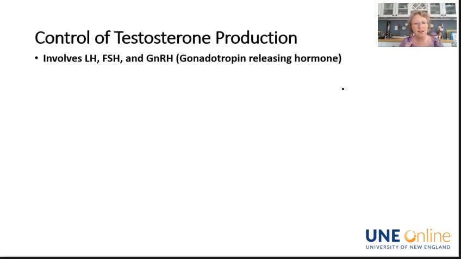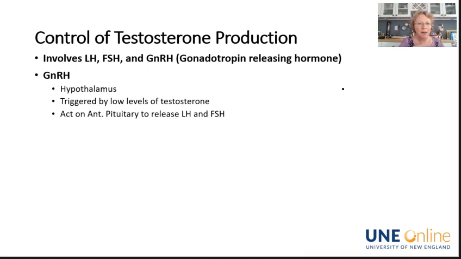But testosterone is not working alone. There's a big negative feedback loop that controls the production of testosterone that involves luteinizing hormone, LH, follicle stimulating hormone, FSH, and gonadotropin releasing hormone, GnRH. I'm going to outline it here and then show you an illustration so you'll get both the words and the pictures. So let's start at the beginning of the cycle.